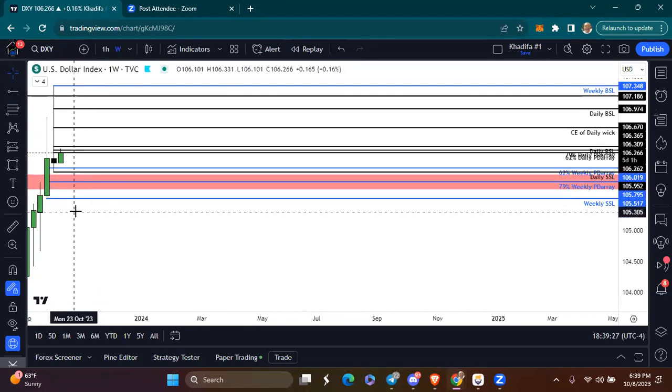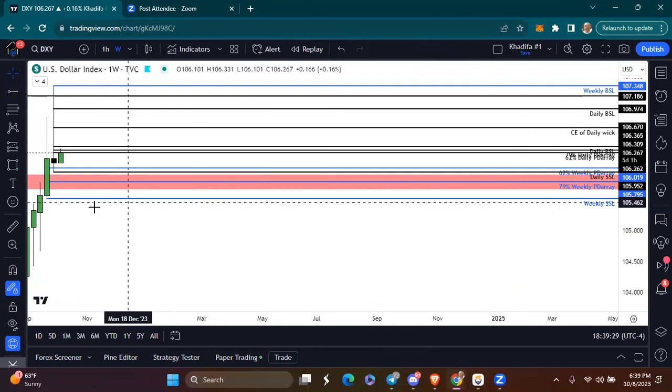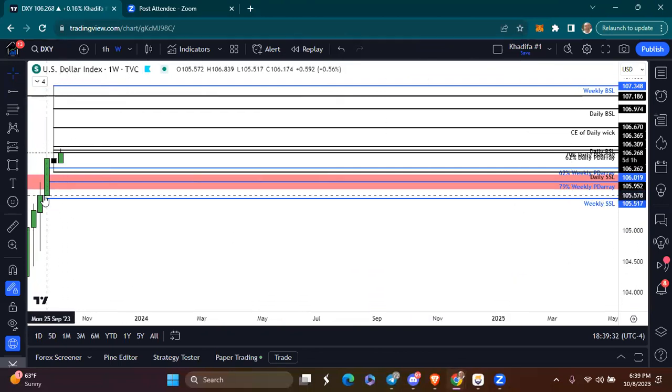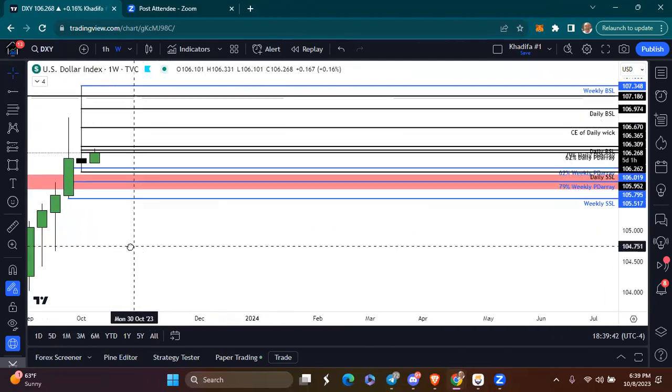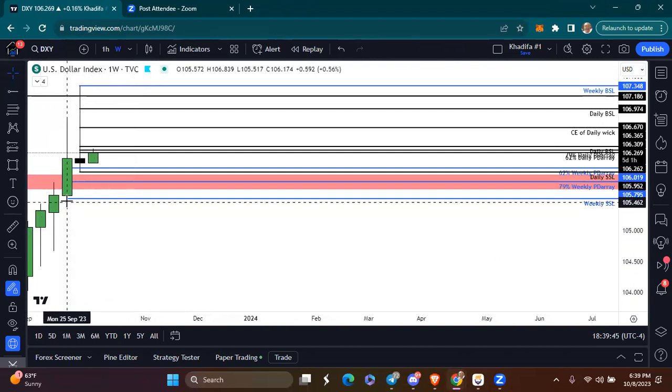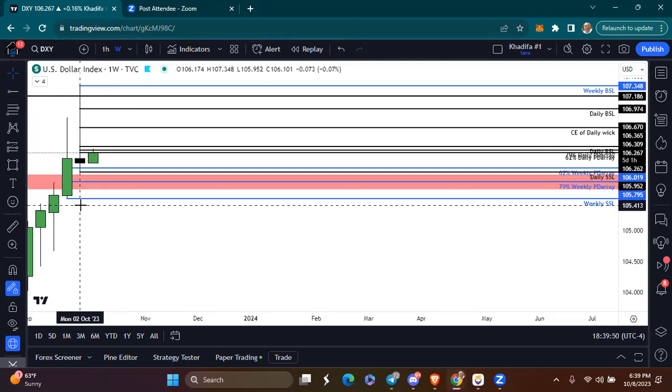I would like to see us run all the way down into the weekly sell side liquidity from the September the 25th week's price range. And if you notice, there's a fair value gap right there, a weekly fair value gap from here to there. I'd like to see price slam down into there and then give us a big reaction, a quick rejection off of that level.